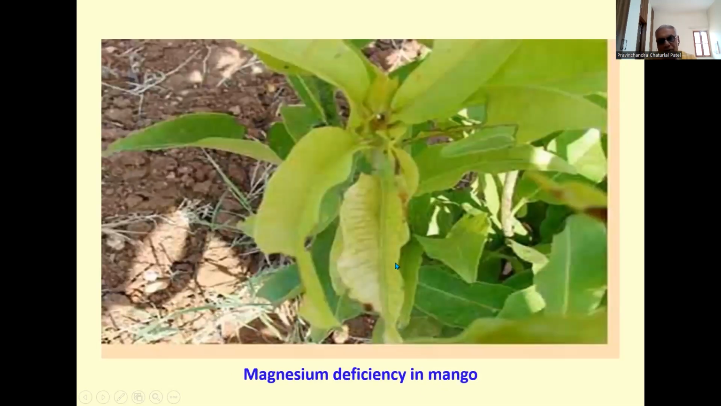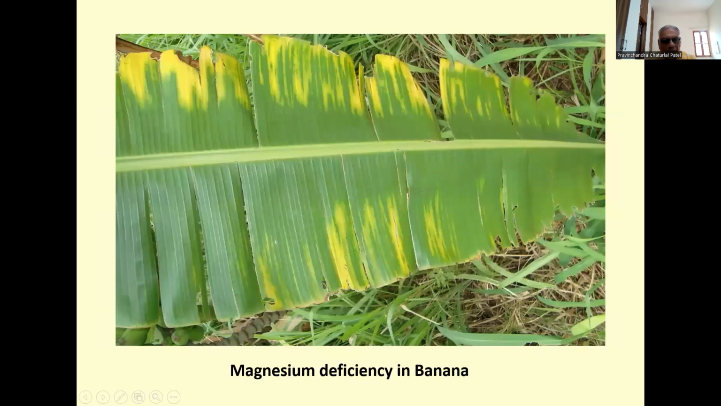Then magnesium deficiency in mango, here you can see the veins remain green, and the other portion becomes chlorotic and yellow. Then magnesium deficiency in banana, you can see here on the boundary of the leaf the chlorotic interveinal chlorosis. So the veins remain green, and the other portion becomes chlorotic.